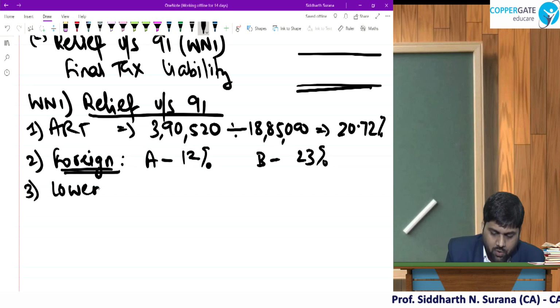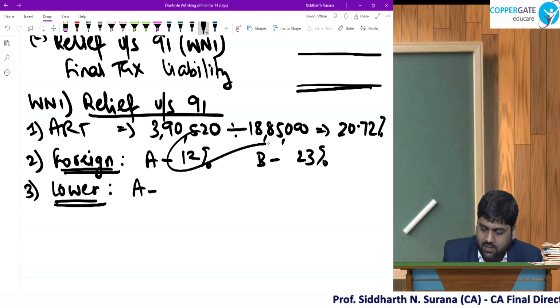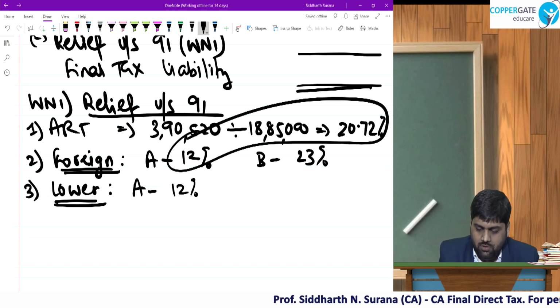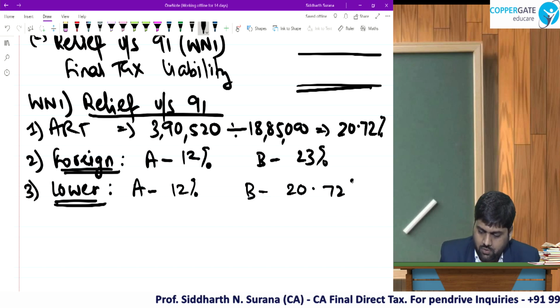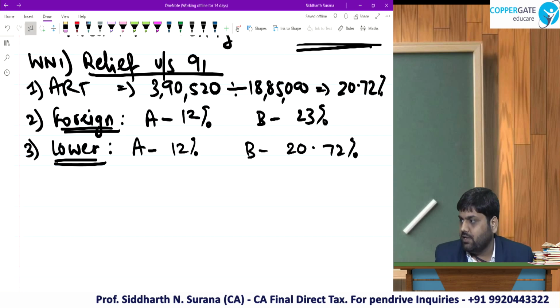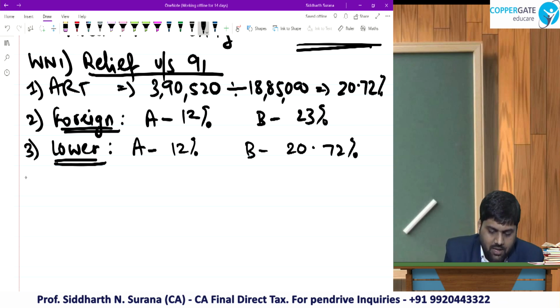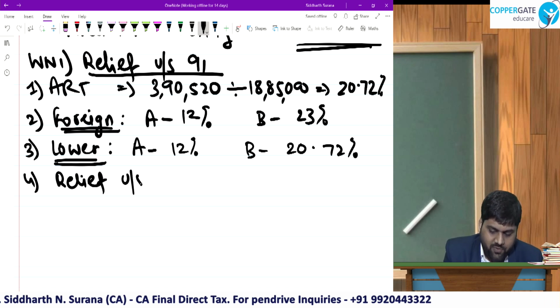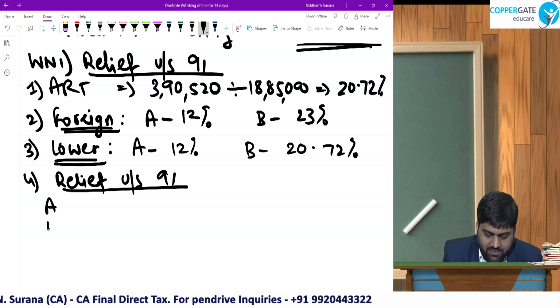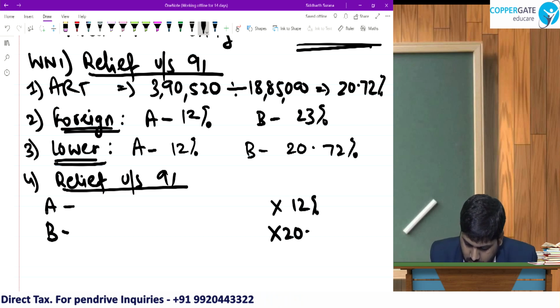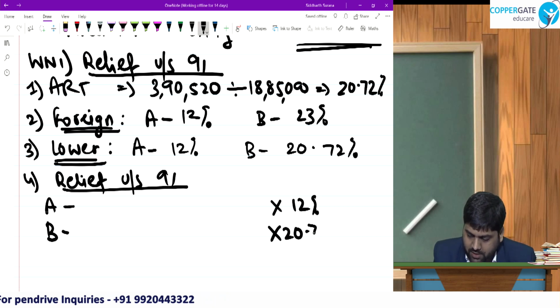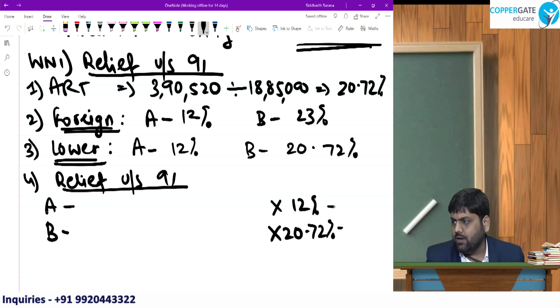Obviously, when we will choose lower rate, we will have to choose country by country. With respect to country A, 12 or 20.72, lower of the two, 12%, and with respect to country B, 23 or 20.72, lower of the two, 20.72%. So 12% in case of country A, 20.72% in case of country B, and then time comes to calculate your relief under section 91, which will be on the incomes country wise. So country A incomes, country B incomes, and we also know the rates because we have chosen the lower of the two rate. We just have to write the amounts of income, and this question finally will get over.